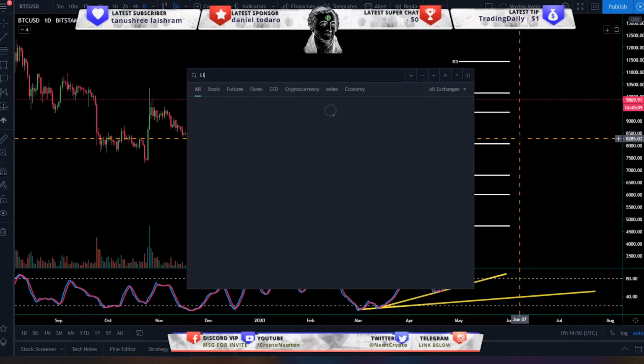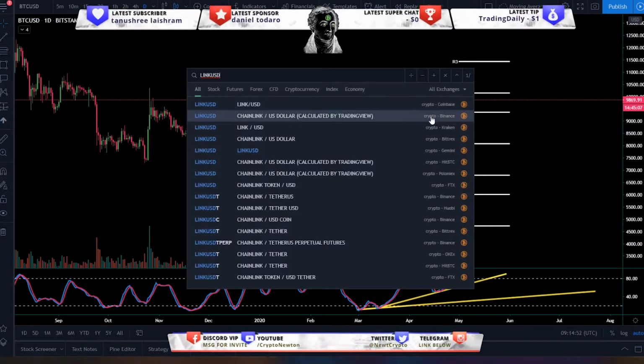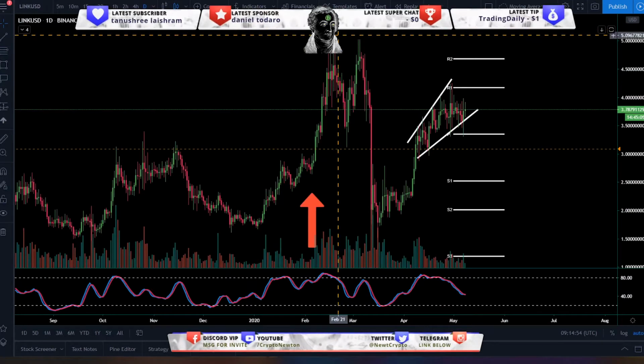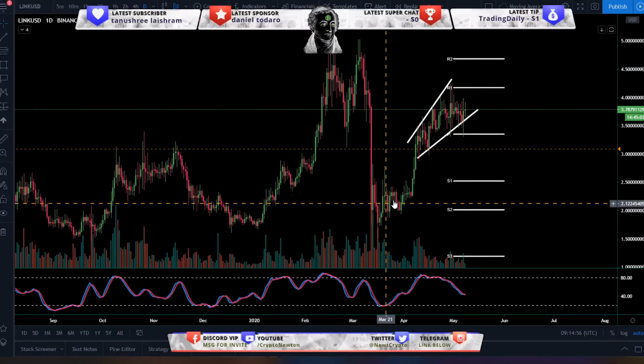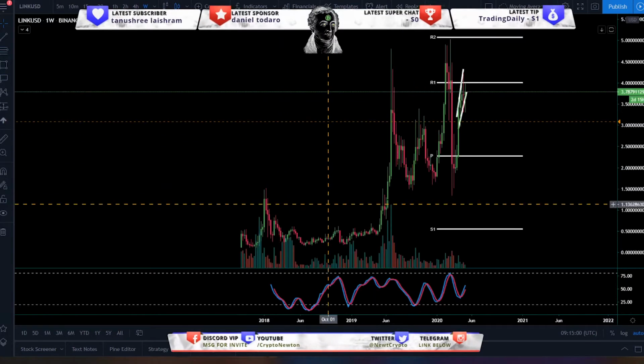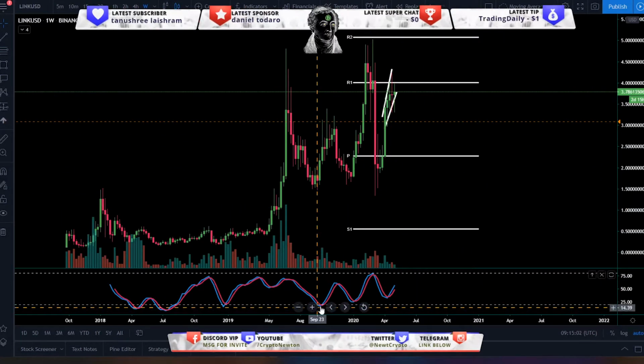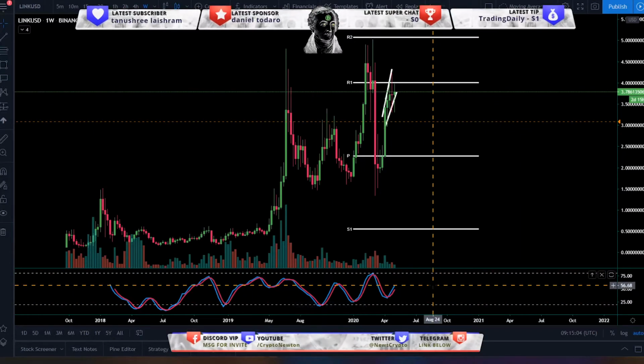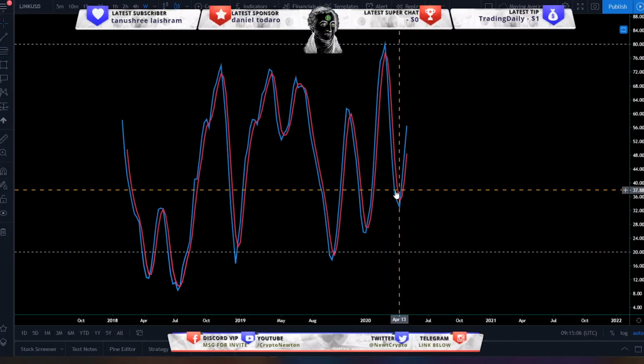If I go onto the Link USD chart, this was a great example I was actually looking at in a video. Good thing I remembered this. If you go onto the weekly time frame, guys, you see that there is a trend line formed here that has caught 3 lows, okay?